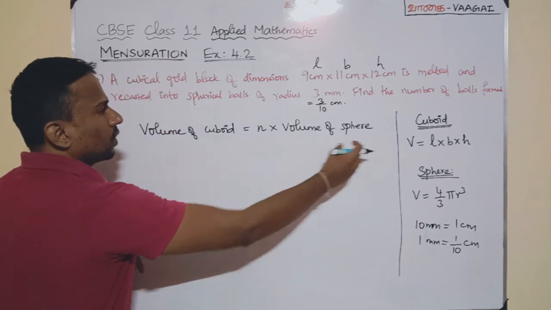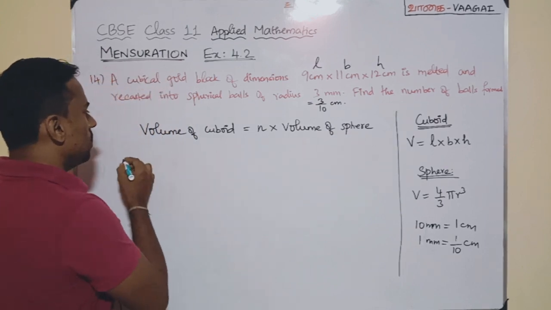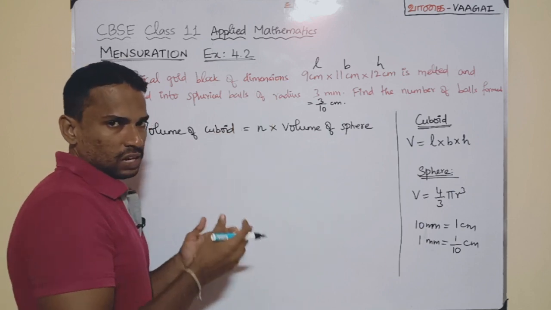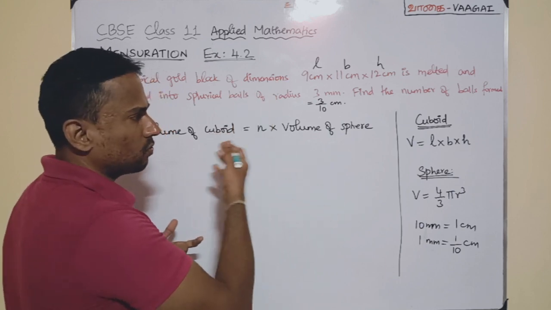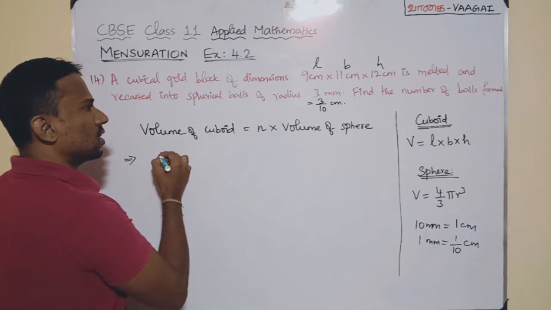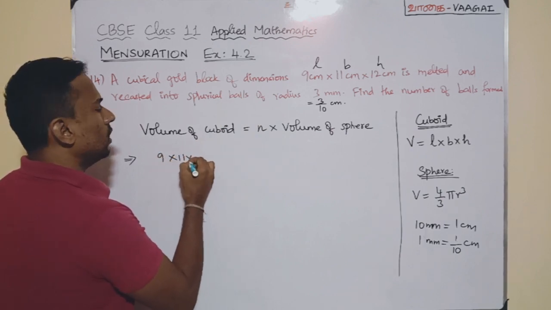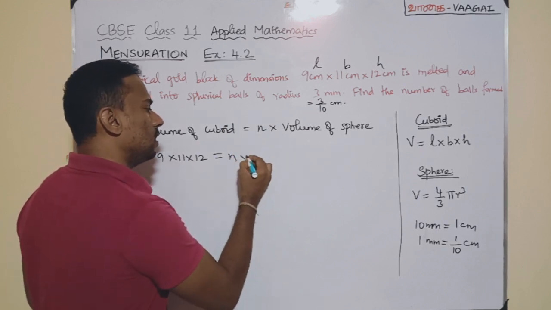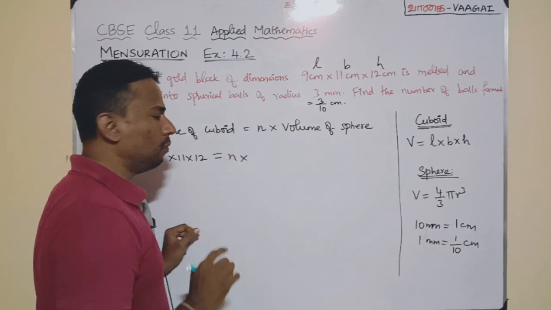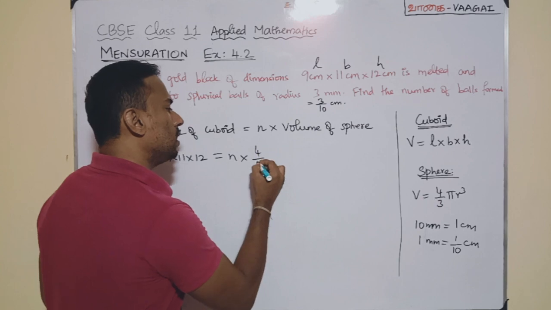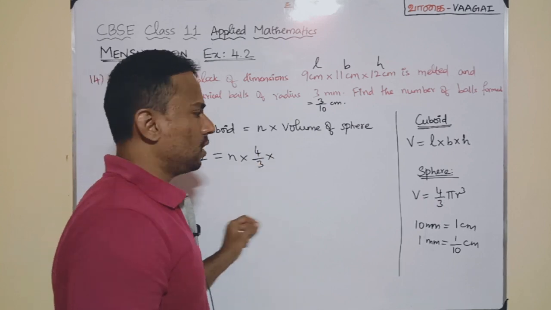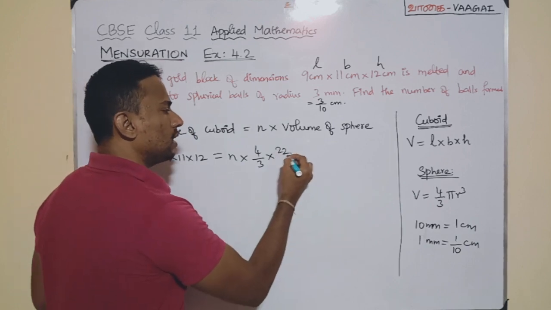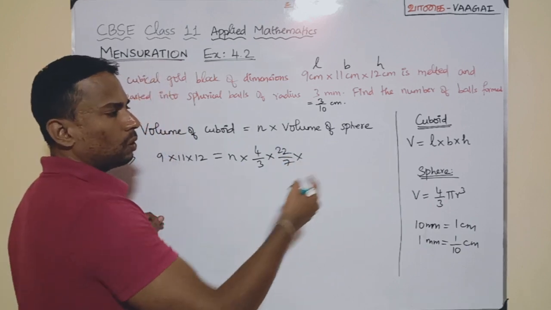Now coming back to our equation, the volume of the cuboid will be nothing but L into B into H. We are expressing everything in terms of centimeters, so note it carefully. On the left hand side I will have 9 into 11 into 12. Now this will be the same as, on the right hand side, n into, where n stands for the number of spheres formed, n into 4 by 3 into pi, I am taking it to be 22 by 7, into, what about r here?